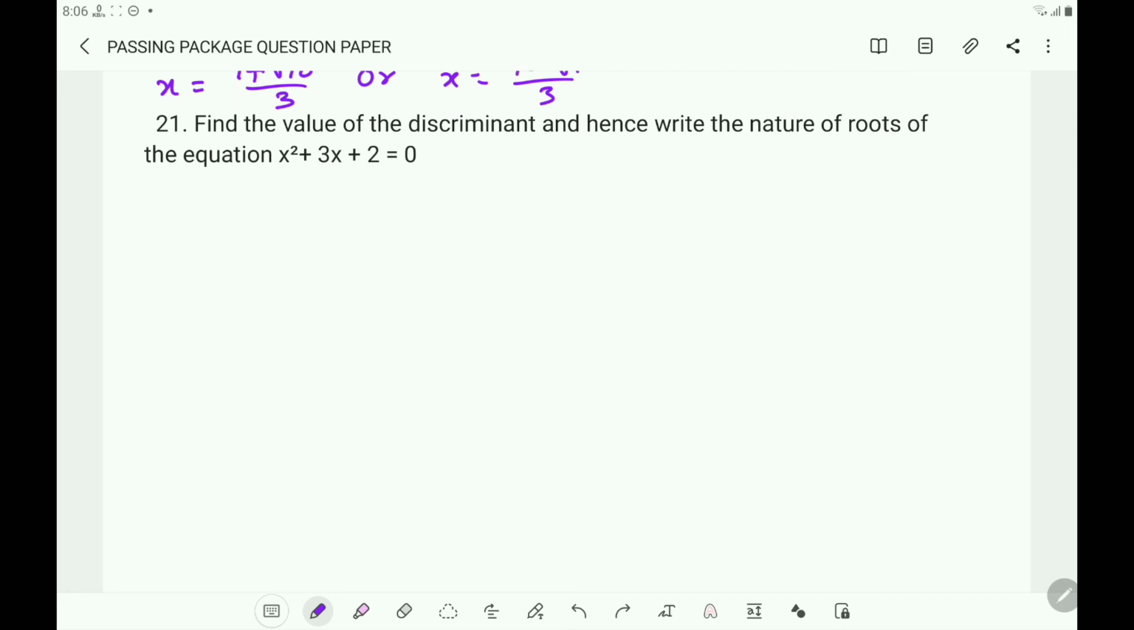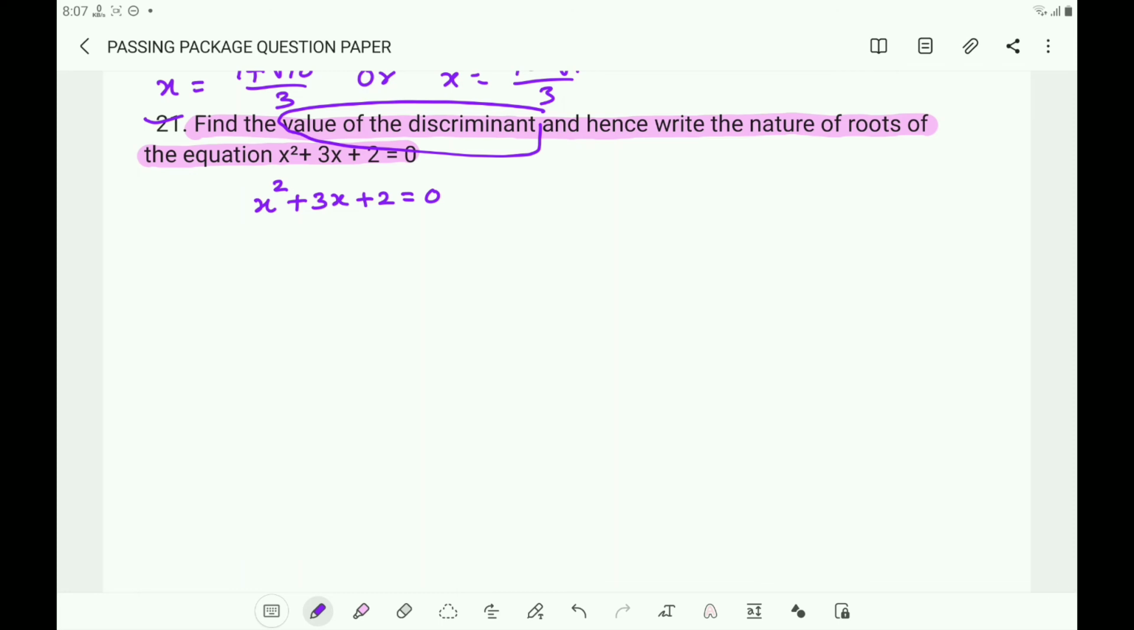Children, now you take the question number 21. What is that question? Find the value of the discriminant and hence write the nature of roots of the equation x square plus 3x plus 2 equals 0. Here what is the given equation? The given quadratic equation is x square plus 3x plus 2 equals 0. And here we have to find the value of discriminant. If the quadratic equation is ax square plus bx plus c equals 0, then the discriminant is b square minus 4ac.